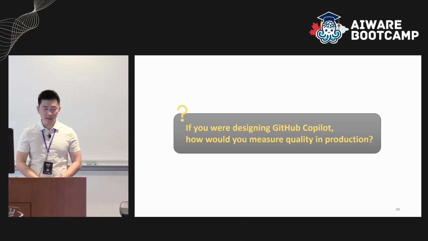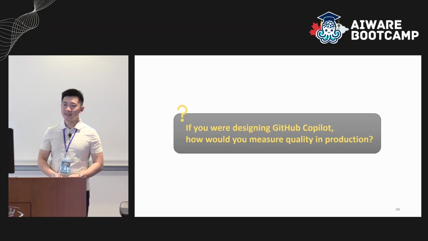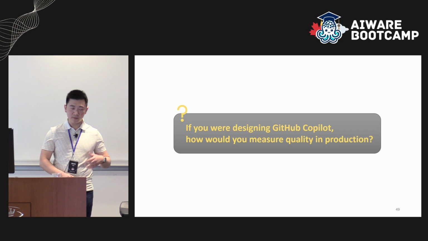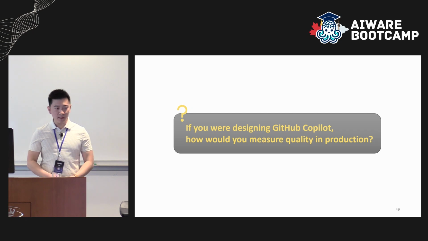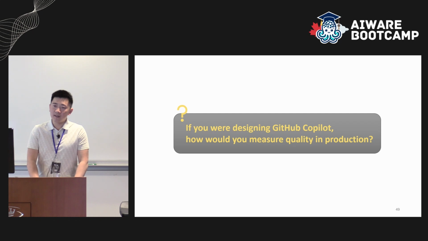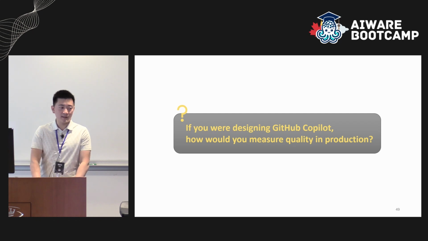I want to finish my talk with 3 questions that you can think about, to see whether all those principles can be applied here. For example, if you were designing a GitHub Copilot, and you want to see whether it's actually helping developers write code or not, how would you measure the quality in production? What can you measure? Can anyone give me an answer?